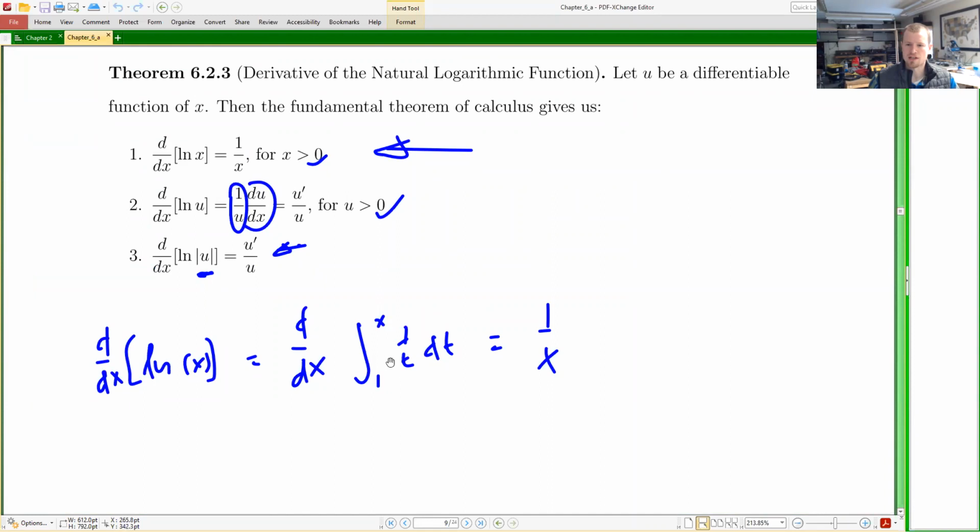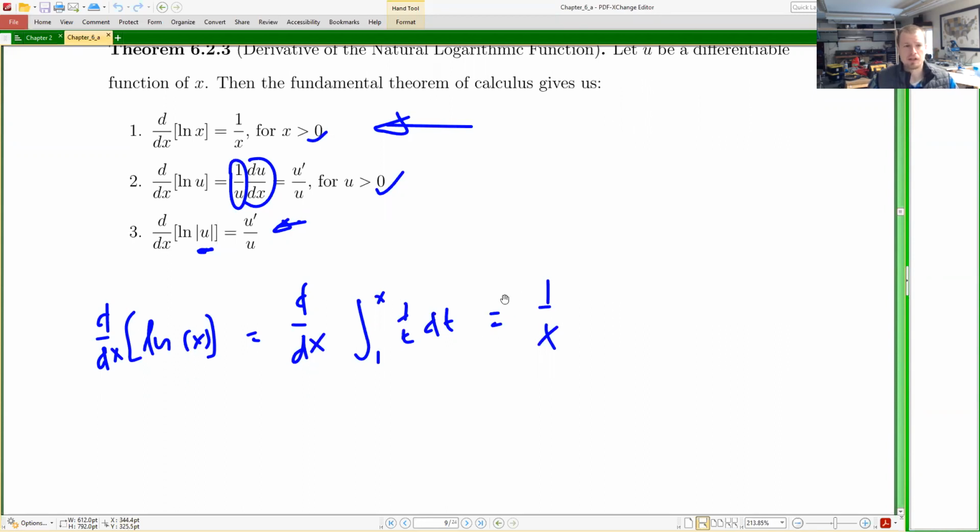When we differentiate a definite integral with a variable as an integration bound, we get the original function with that variable in place. So we get very nicely exactly what we would want to get here. The derivative of the natural log is 1 over x.